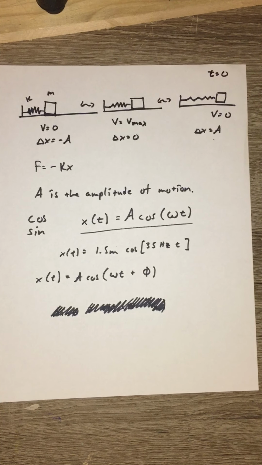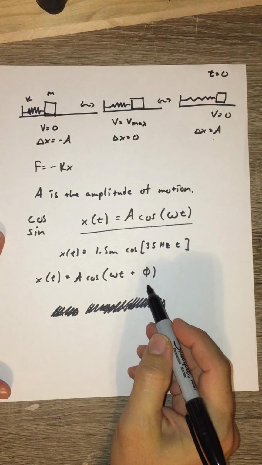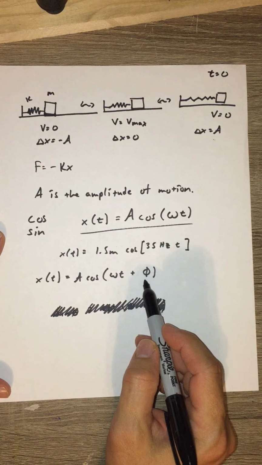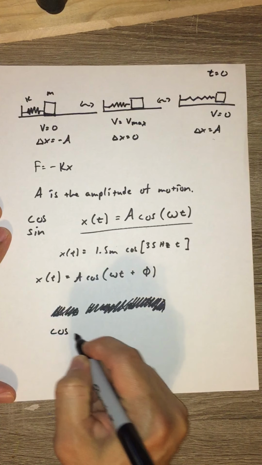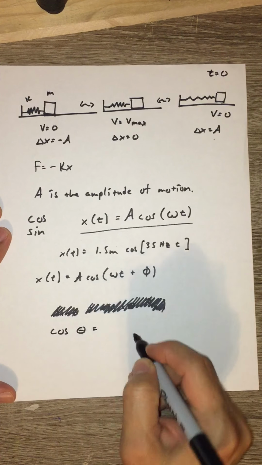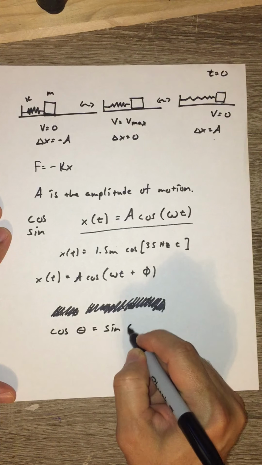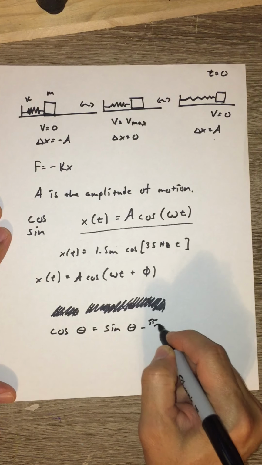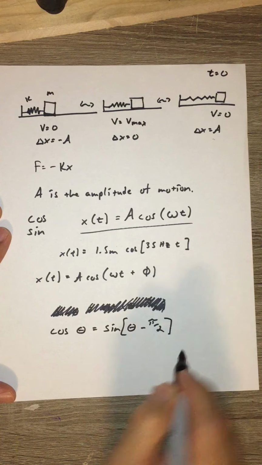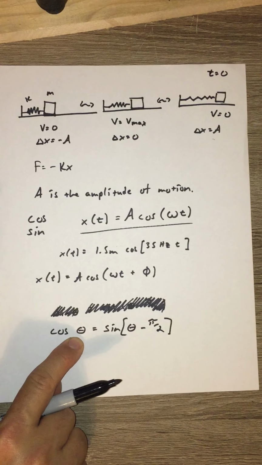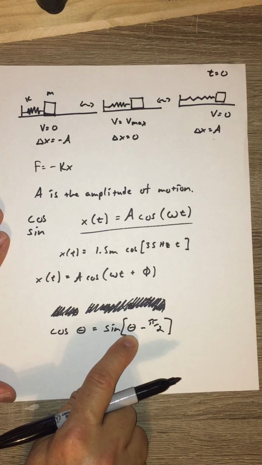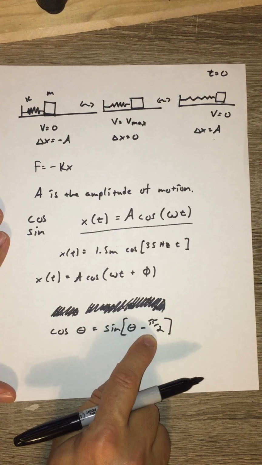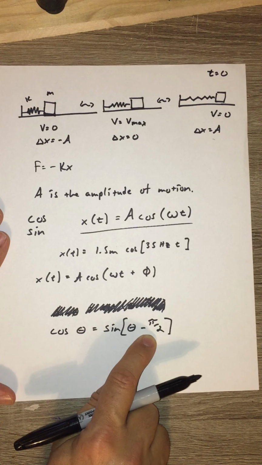So in the last video, we were talking about the phase angle, and as an illustration of what that is, cosine of theta is equal to sine of theta minus pi over 2. Think of an example. If theta itself is pi over 2, the cosine of pi over 2 is 0. The sine of pi over 2 minus pi over 2 is sine of 0, which is 0.